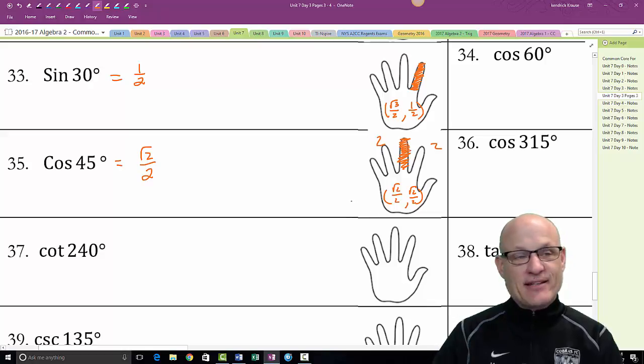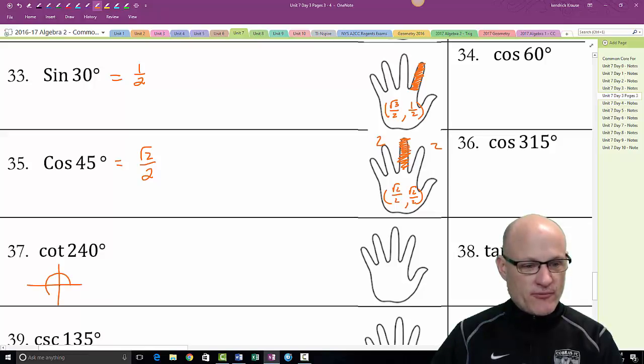240 degrees. Now that's a little bit trickier. All right, so you've got to figure out where this is. First thing I've got to figure out is, okay, I'm at 240 degrees. How far past 180 did I get? You still have to figure out the reference angle. Oh, it's 60. So really what we're talking about is 60 degrees.